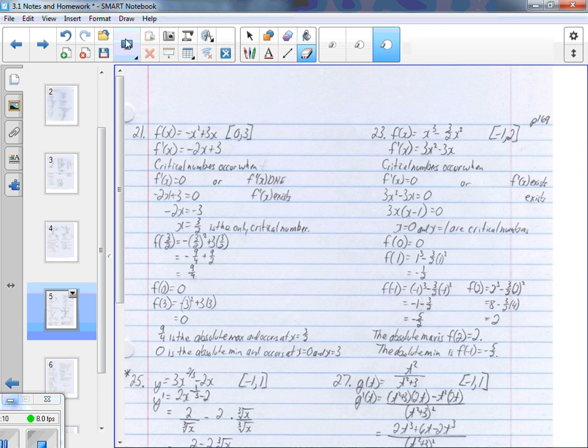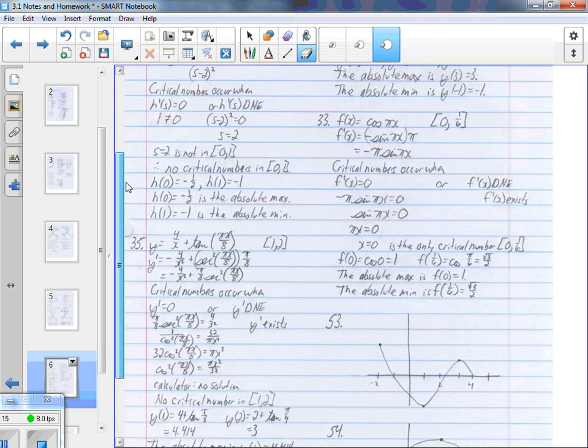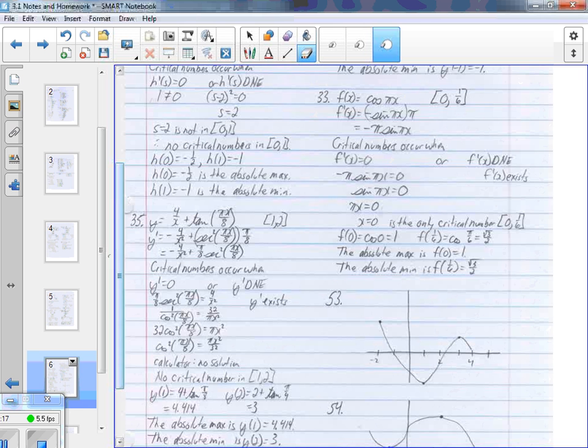33. All right, same directions. They give us f of x equals the cosine of pi x, and they give us a closed interval from 0 to 1/6. That's not a very big interval. From 0 to 1/6. So we know where the extrema occur, at the end points or at a critical number. So they've given us the end points, so we need to find critical numbers.